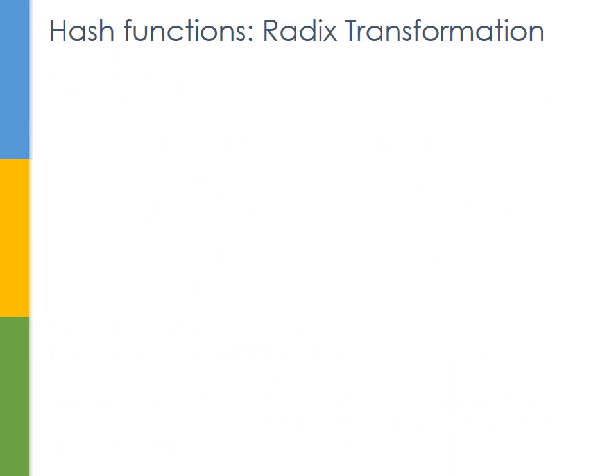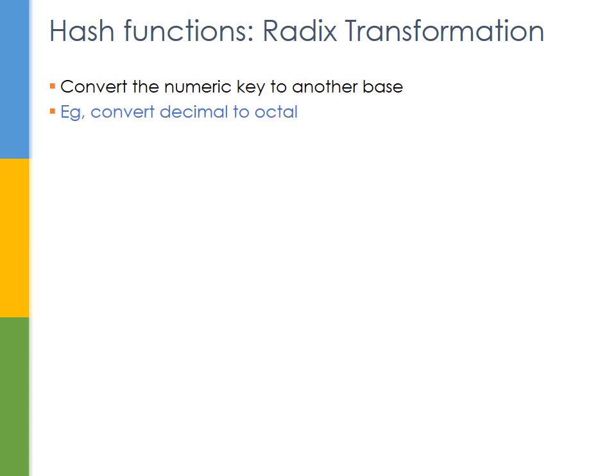Yet another option is a radix transformation. For this particular hash function, the idea is to take your key and convert it to another numeric base. Let's say we have decimal keys. We can say, well, decimal is too much, let's scale it down and convert it to octal, a numeric base of 8, which gives us slightly less variation in the digits, because we want to scale down from very large values to smaller values perhaps.